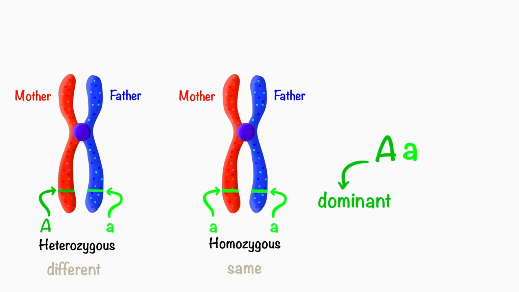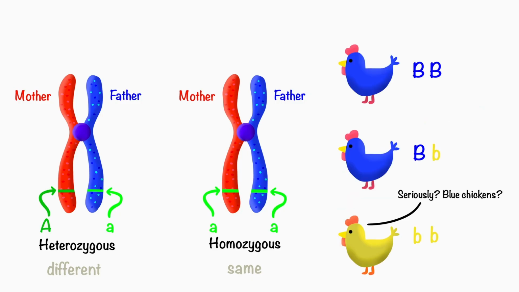Sometimes one allele can completely override the other when they're different. The allele that shows itself is called the dominant allele. We typically use a capital letter for dominant alleles, for example, capital A. The other one is called the recessive allele, represented by a small letter, for example, lowercase a. A recessive allele only shows itself when there's no dominant allele present. For an organism to display a recessive characteristic, both its alleles must be recessive.